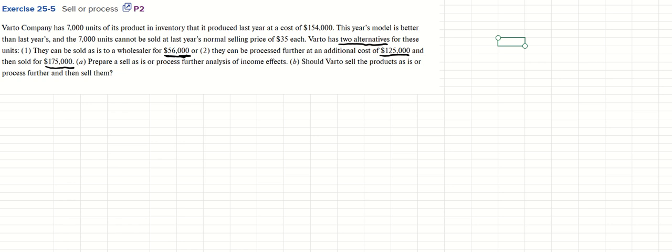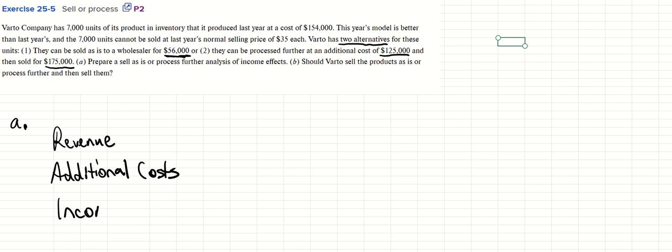And letter B, determine whether the company should sell the products as is or process it further and then sell them. So let's do letter A. All right, letter A. We're going to set up the sell as is and process further analysis here. So I'm going to start off with putting revenue, additional costs, and income. So revenue subtracting out the additional cost will give us our income.